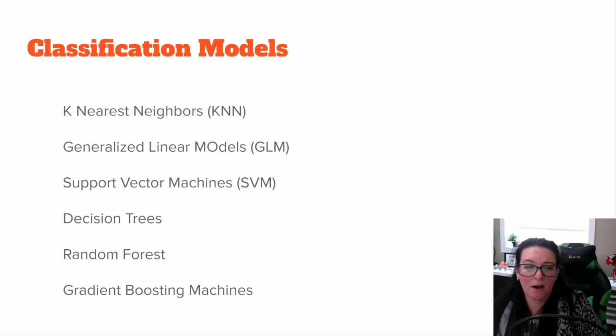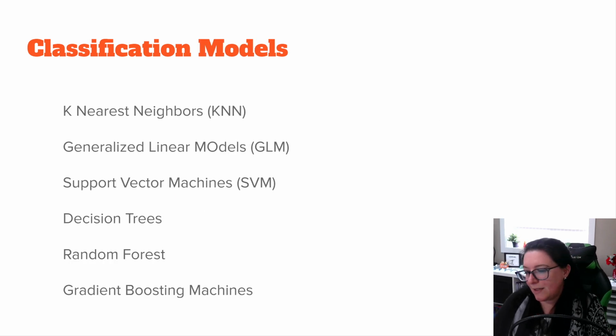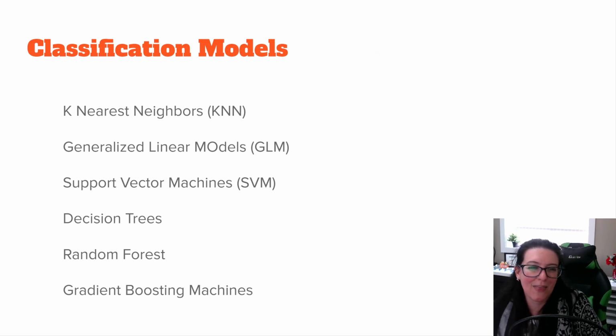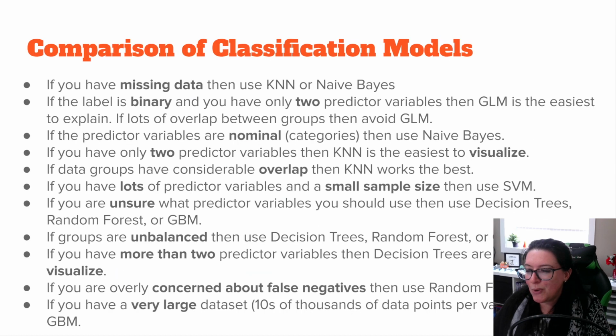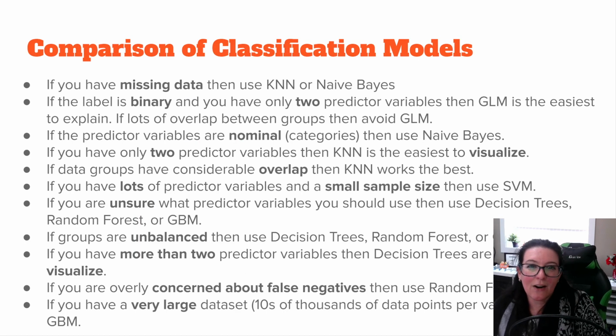There are different types of classification models. The ones that we're going to focus on are the k-nearest neighbors, the generalized linear model, the support vector machines, decision trees, random forest, and gradient boosting machines. There are even more classification models, but we'll focus on just these couple to get you into how classification models work. So the key here is to identify what is the appropriate model based on your data.